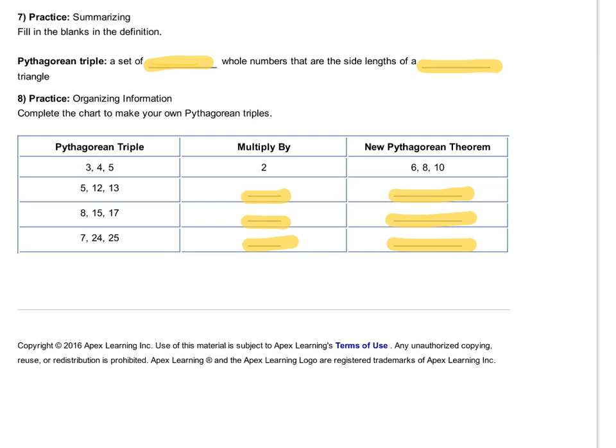So number 7 says summarizing Pythagorean. A Pythagorean triple is a set of positive whole numbers that are the side lengths of a right triangle. Okay, so a common Pythagorean triple that you're going to see again and again is the 3, 4, 5 right triangle. If we multiply each of those numbers by 2, then we would get 6, 8, 10. It can be a multiple of anything. Even we could have multiplied it by 3 and got 9, 12, 15. That's another variation of the 3, 4, 5 because we just multiply by 3.